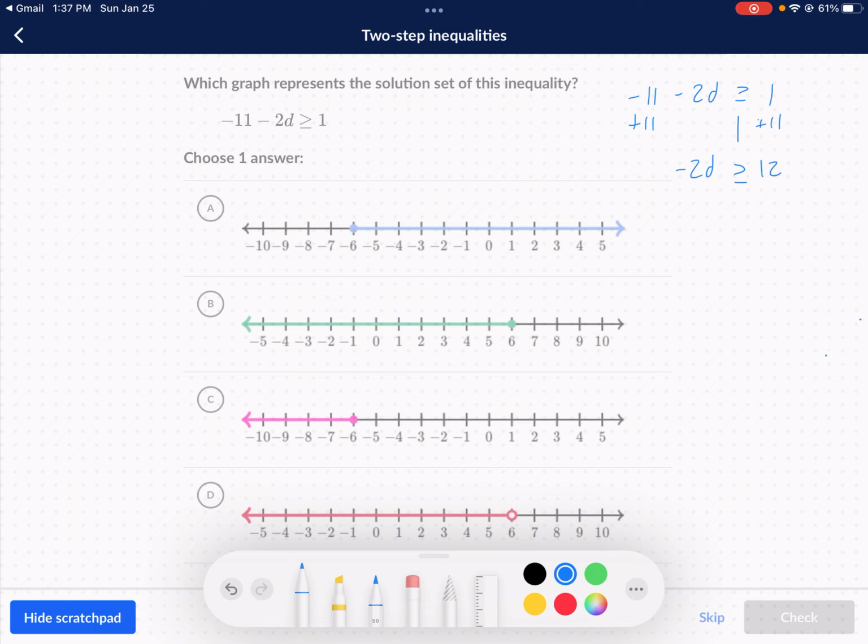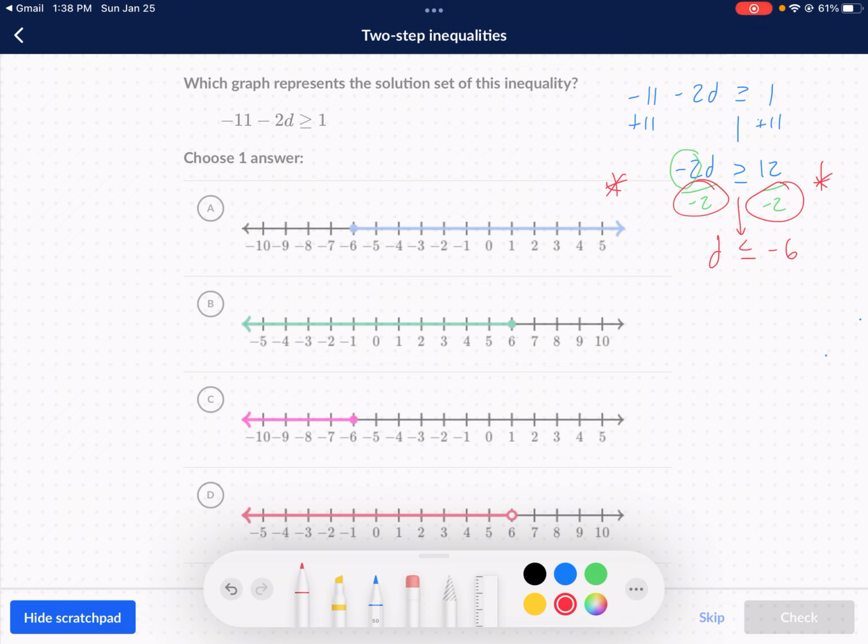Now here's where it's going to get interesting. I'm going to divide by a negative 2 to get rid of that. Because I'm dividing by that negative 2, there's like an alarm going off here. I need to flip that sign because of the divide by negative 2. So I flip the sign here, take a look, and then I have d less than or equal to negative 6. 12 divided by negative 2 is negative 6.